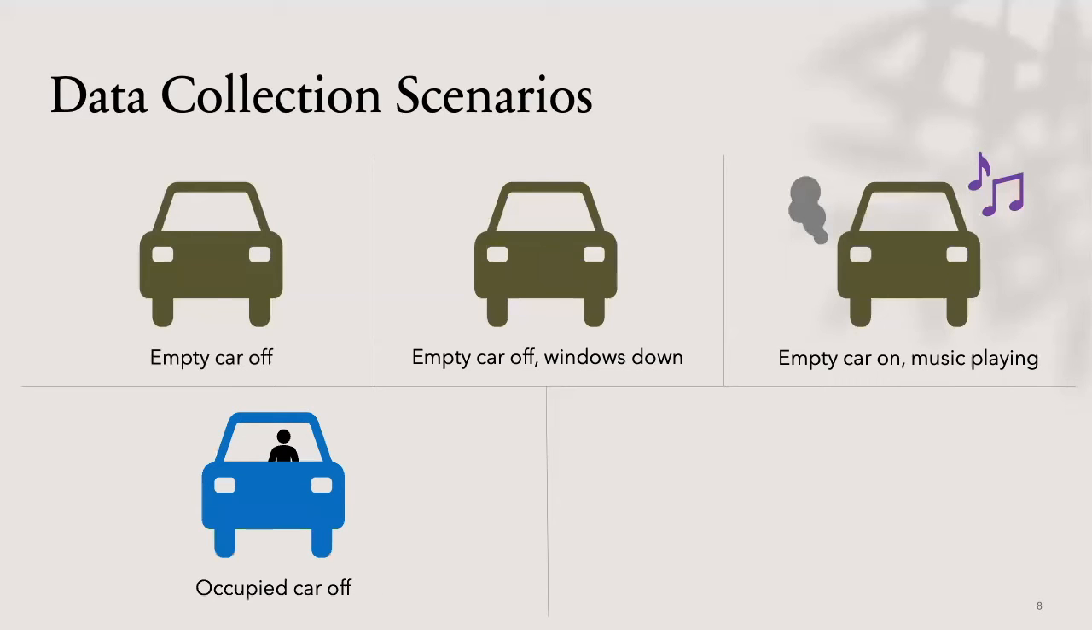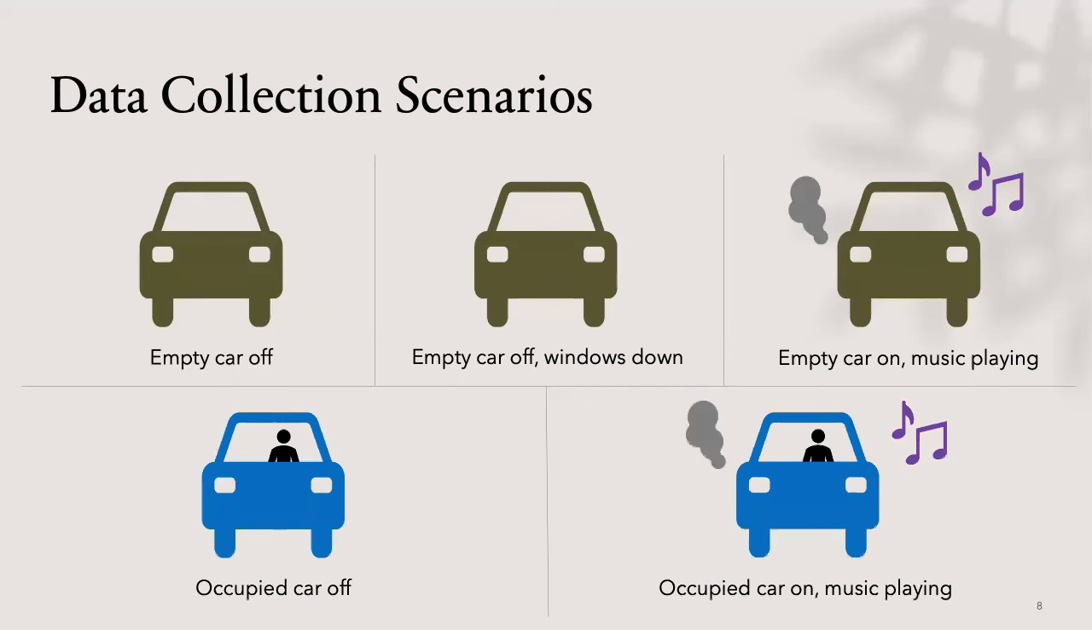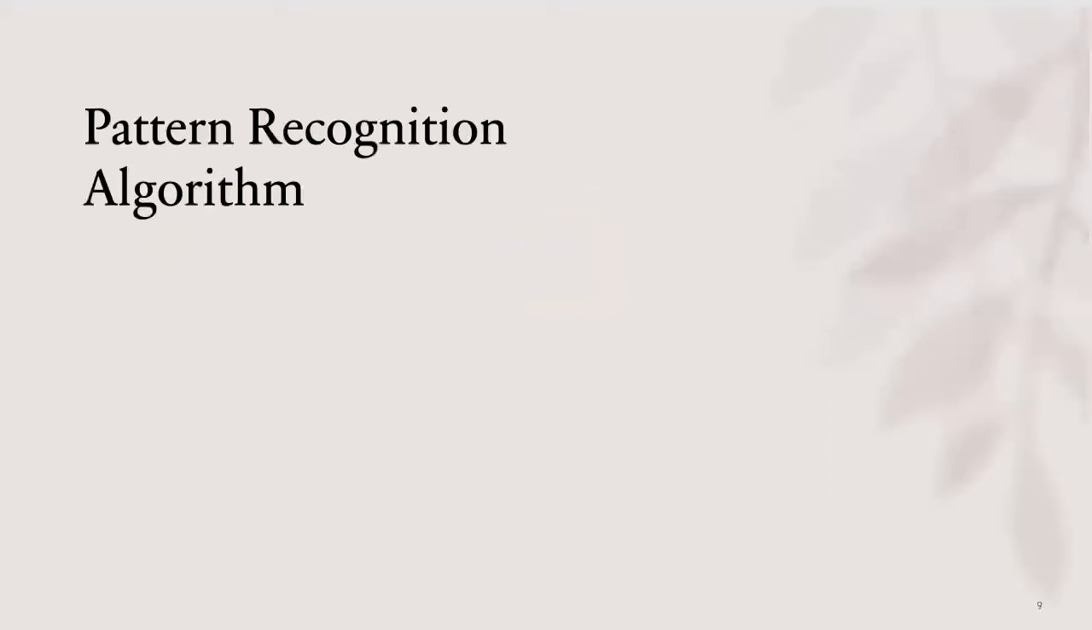Then you have an occupied car that's off. This mimics the scenario where you would have a child, for example, sitting in the back on their own and the car is off. And finally, you have your normal driving scenario where there's somebody inside the car, there's music playing, and the car is on. In terms of the data collection, I collected around 2,500 data points and I split them up into a training data set with 2,000 data points and a testing data set with 500 data points.